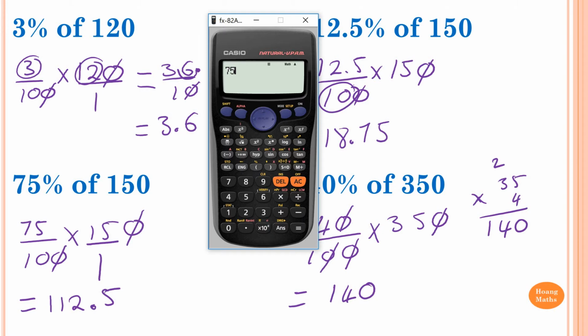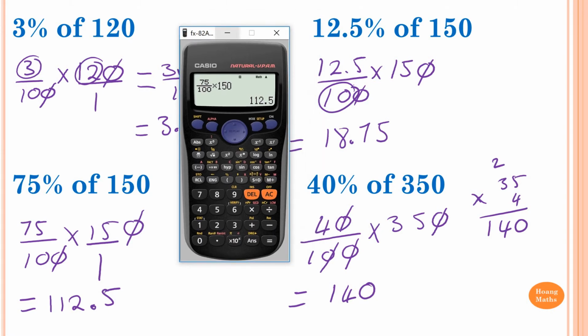75% of 150. So all I need to do is 75 per 100, and you times by 150. Then it gives you this, I press the SD button, so 112.5. And then this one here, 12.5% means per 100. Then what I do, I times by 150, of means times. There you go, 18.75.